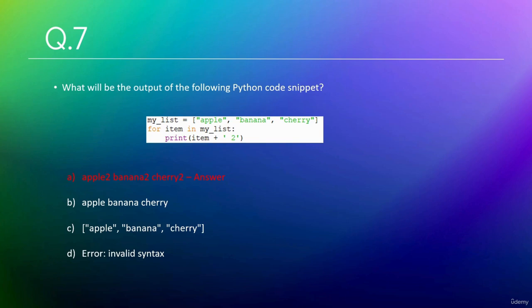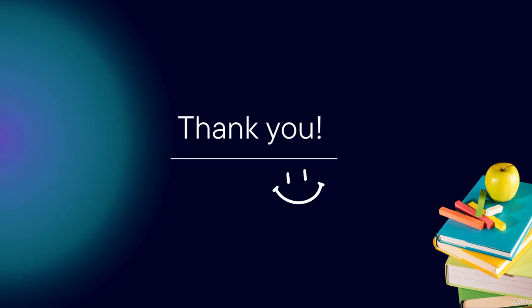Option B is incorrect because it does not show the addition of this 2. This is why it is incorrect. C is also incorrect because this will not print in a loop format. It will print each item separately. And D is obviously an incorrect option.